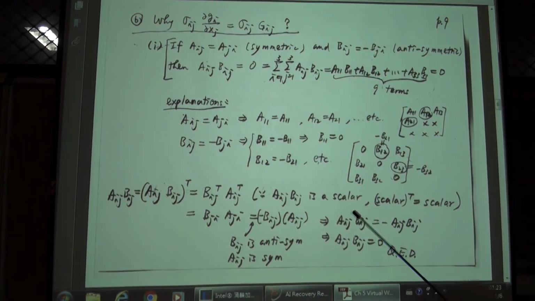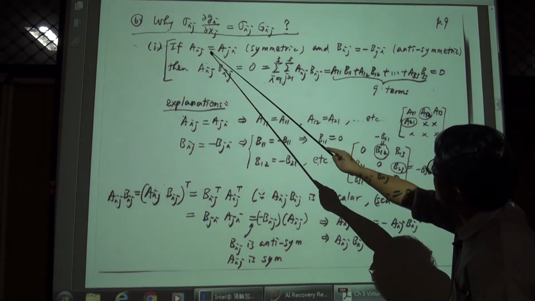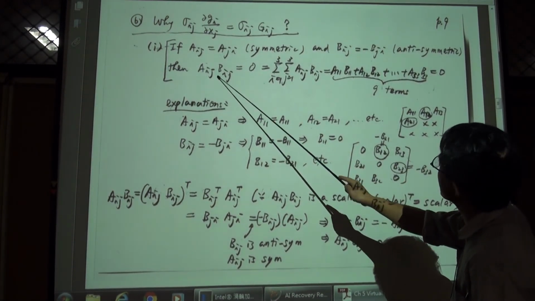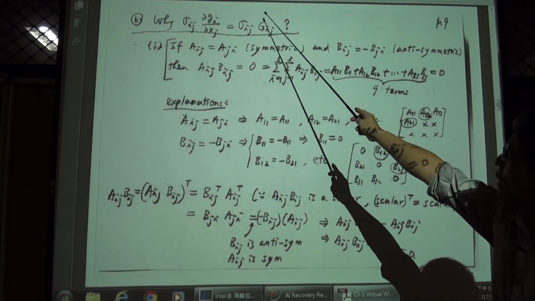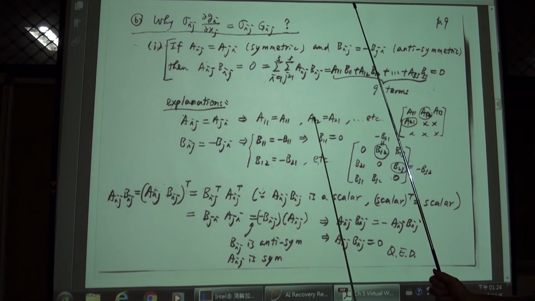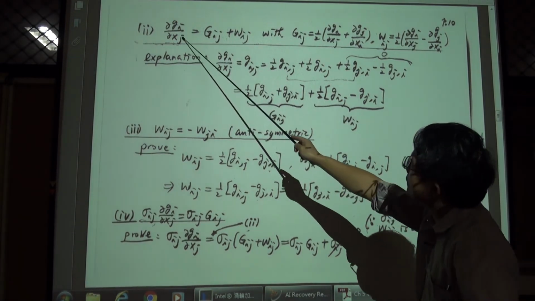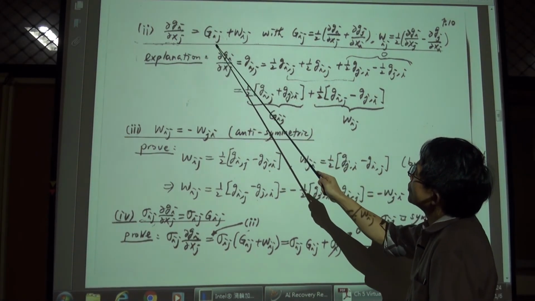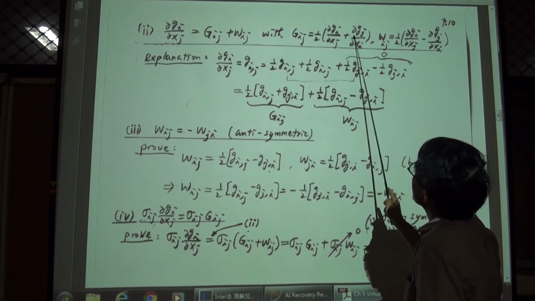Okay, so now if A is symmetric, B is anti-symmetric, then A times B equals 0. We use this equality to prove this mathematical formula. Okay, partial Gi partial Xj equal to Gij plus Wij, with Gij equal to this one.